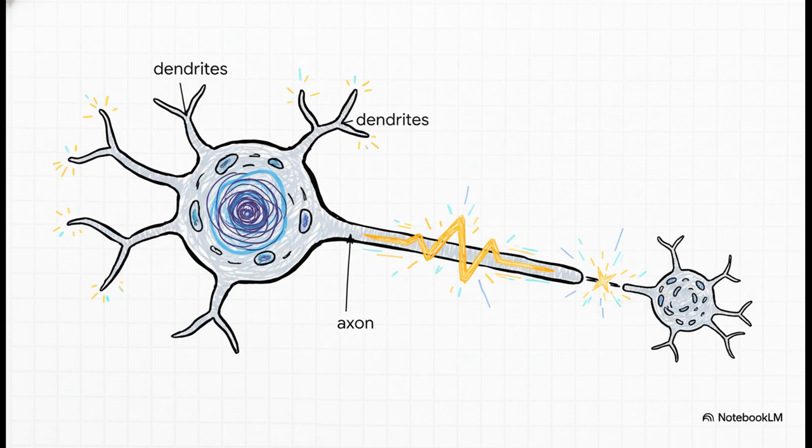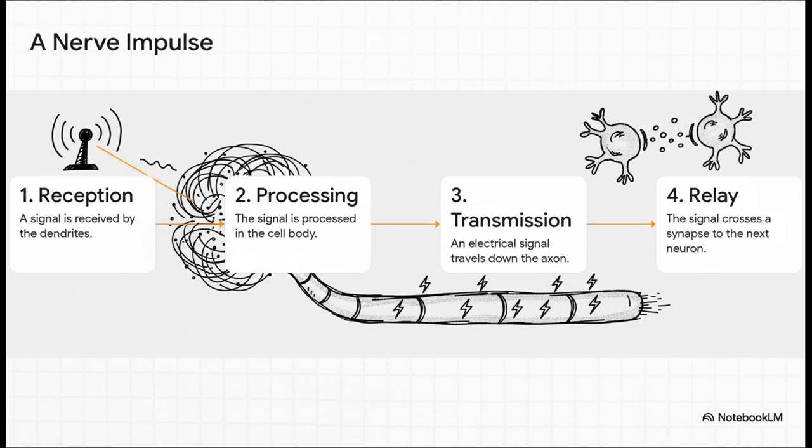It's amazing. So the journey of any nerve impulse is basically a four-step dash. First, reception. The dendrites grab the signal. Second, processing. The cell body figures out what to do with it. Third, transmission. An electrical signal zips down the axon. And finally, relay. The signal jumps the synapse to the next neuron. And this whole thing happens in a fraction of a second. We're talking about near-instant communication.